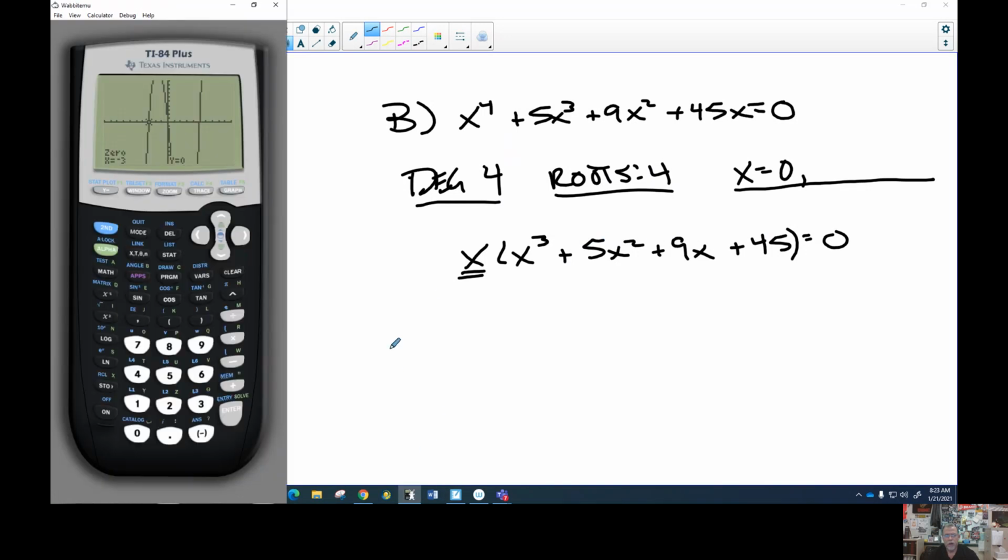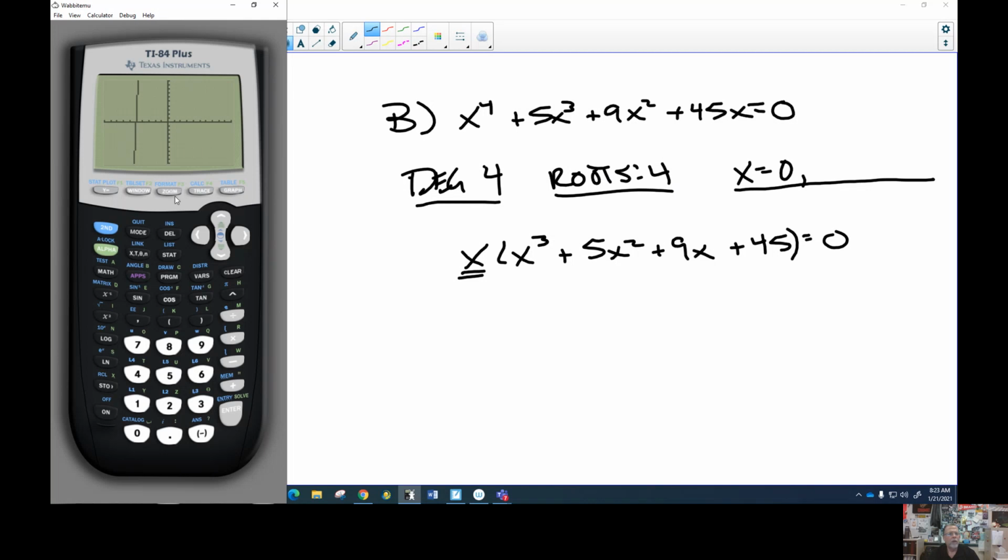I'm going to use my calculator for that. So I'm going to put in just what's inside there, the x cubed plus 5x squared. So let's do x raised to the 3rd power, and then plus 5x squared plus 9x and plus 45. And if I graph that one, looks like -5 over here is a root. I don't see any others.